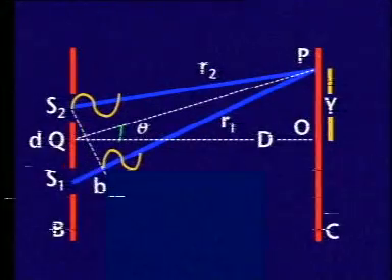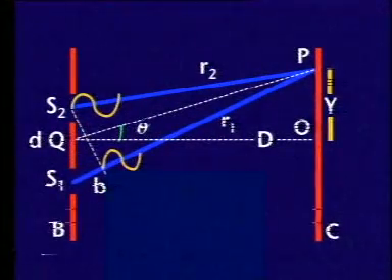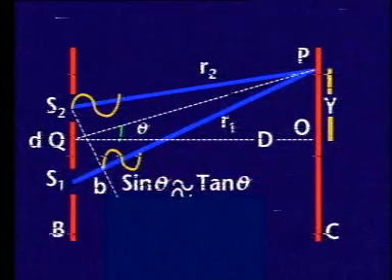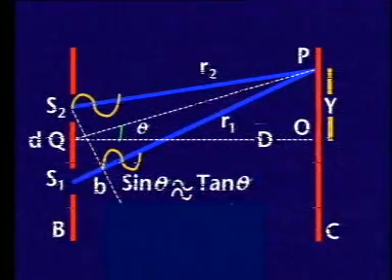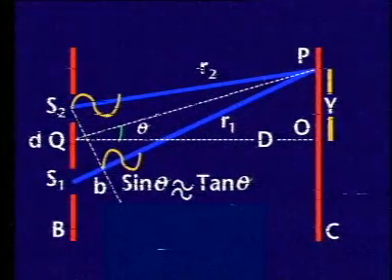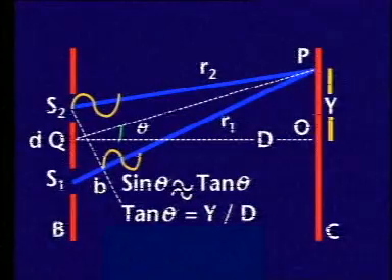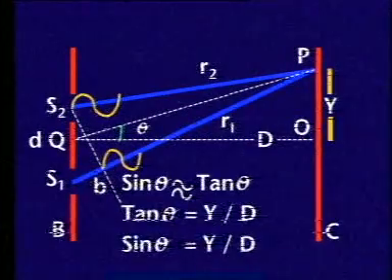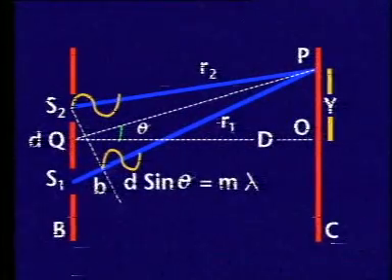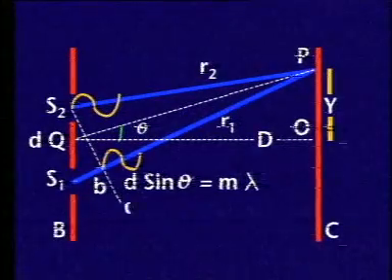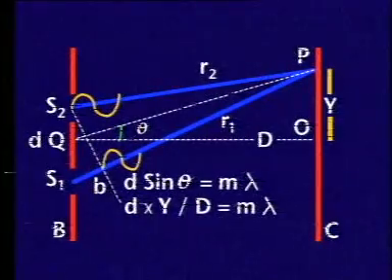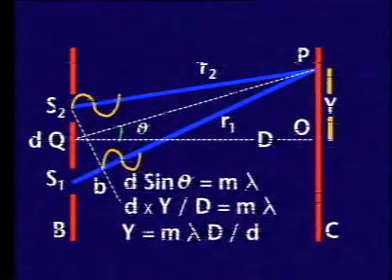If the distance between screen B and C is much greater than the distance between the two slits and point P is close to the center of the screen, then we can use the approximation sine theta is approximately equal to tangent theta. Now from the triangle PQO, tangent theta is equal to y divided by D. So sine theta is equal to y divided by D. Now d sine theta is equal to m lambda, which implies that d into y over D is equal to m lambda. So y is equal to m lambda D divided by d.